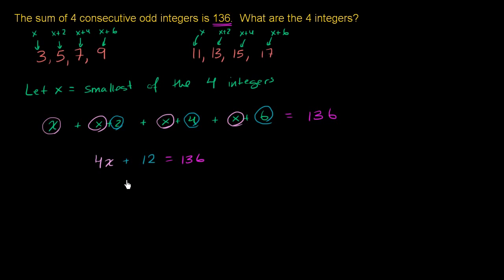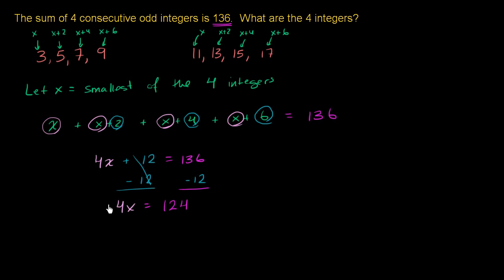To get rid of that 12, we'd want to subtract 12 from the left-hand side, but we can't just do it from the left-hand side. Then this equality wouldn't hold anymore. If we want the left and the right to stay equal, we have to subtract 12 from both sides. Subtracting 12 from both sides, on the left-hand side we're just left with 4x. On the right-hand side, we are left with 136 minus 12, which is 124. Did I do that right? Yeah, 124. So what is x?